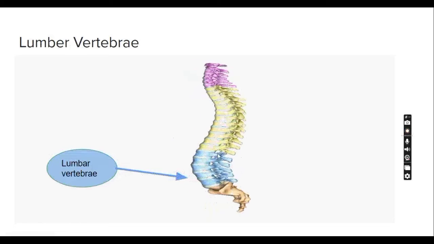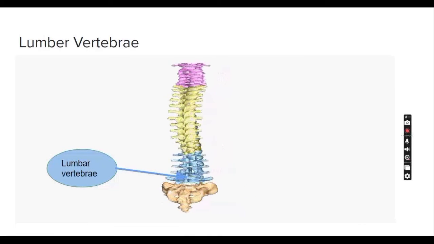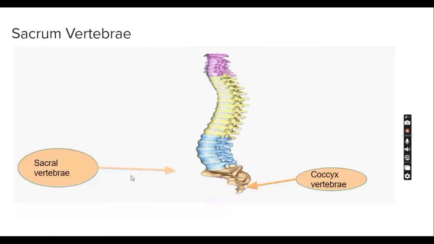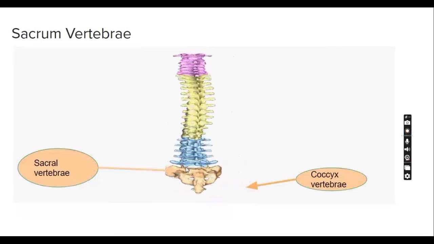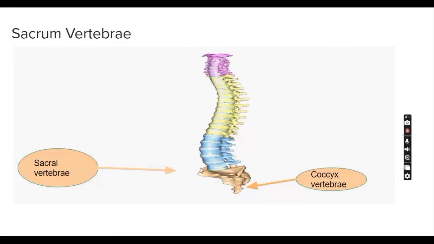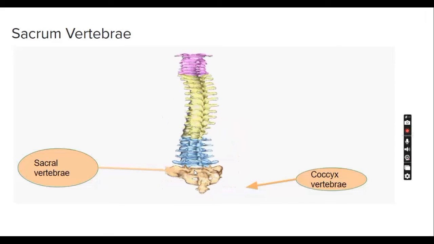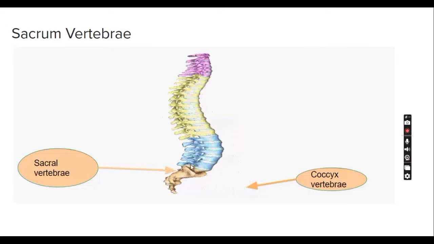Lumbar vertebrae are present in the abdominal region. This one is lumbar vertebrae. Next is sacral vertebrae. Sacral vertebrae are the 5 fused vertebrae, forming a sacrum. The sacrum articulates with hip bones to form the back of the pelvis.